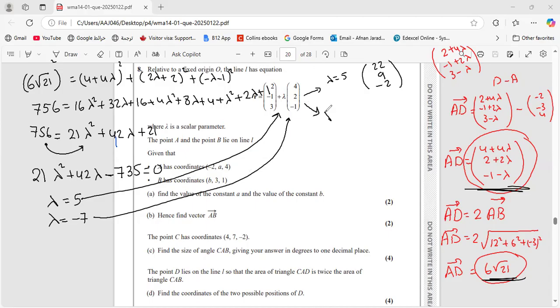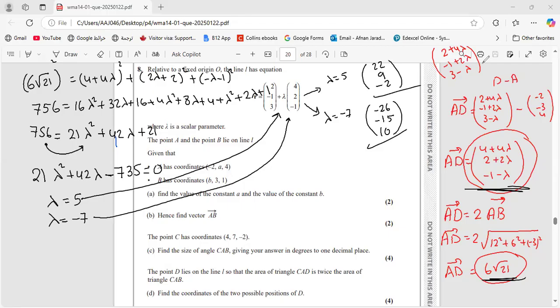And when lambda equals negative 7, just substitute negative 7 here. Negative 7 times 4, which equals to negative 28. Negative 28 plus 2 equals negative 26. And negative 7 times 2, which equals to negative 14. Negative 14 minus 1, negative 15. And the last one, negative 1 times negative 7, 7. 7 plus 3 equals 10. So you will have the possible positions of point D, sorry, of point D, not vector D.